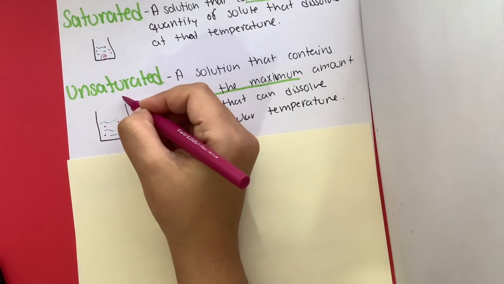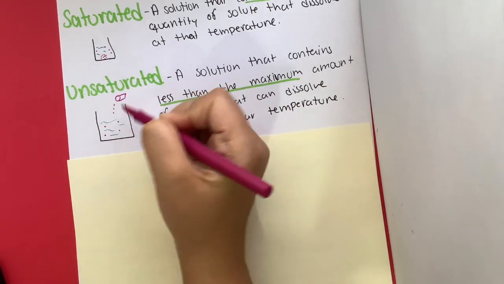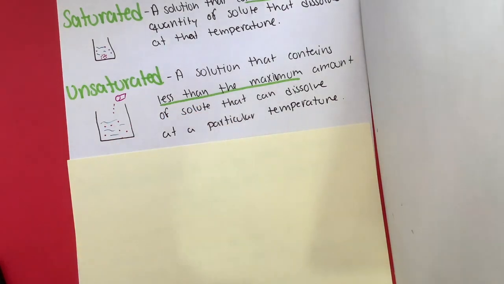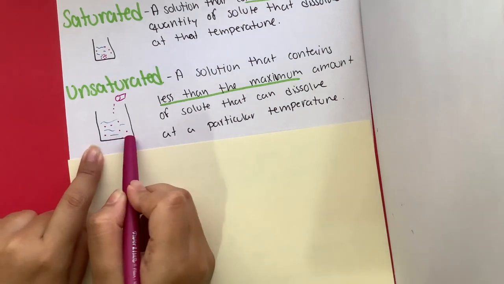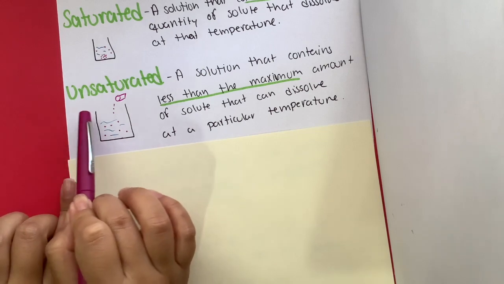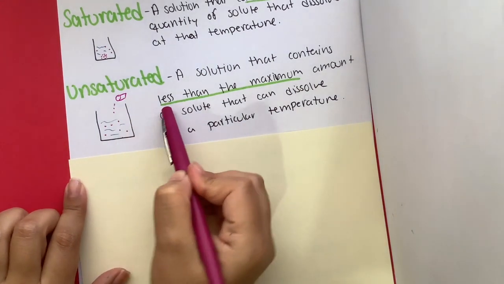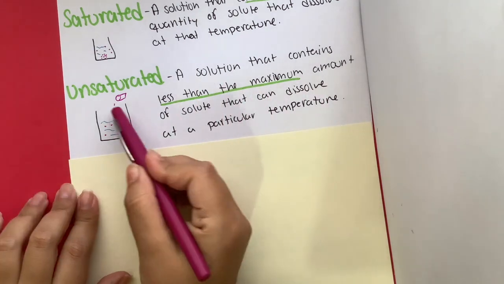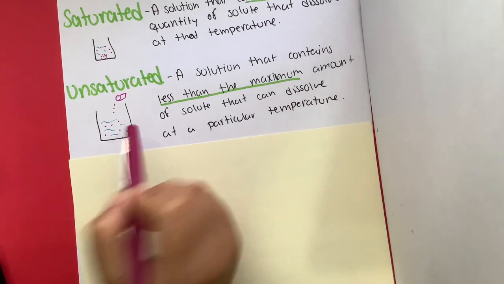But if I add, this is my little salt shaker, if I add more, it's going to dissolve whatever I add more, okay? It does not have any crystallization in the bottom. So visually, I don't see anything in the bottom. It looks clear. But if I add more crystals, I could dissolve more. Okay, so unsaturated means that I have less than the maximum amount. My solvent still has a capability of dissolving more.